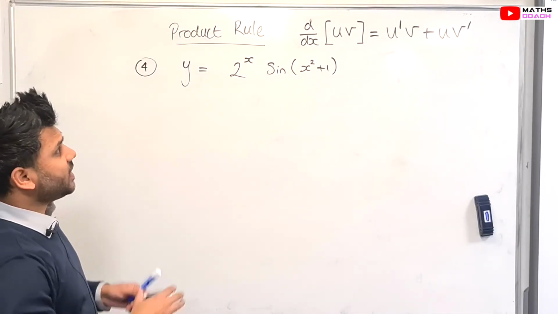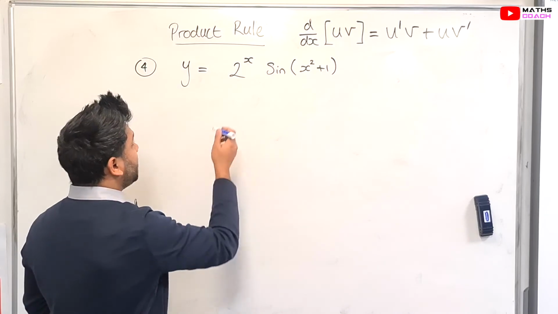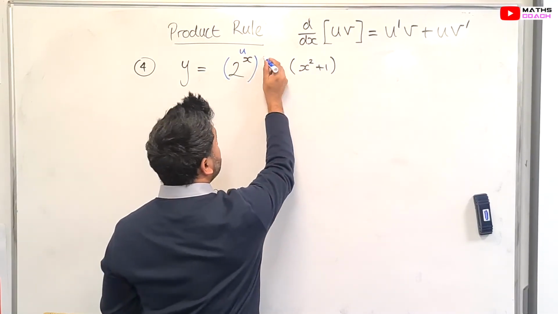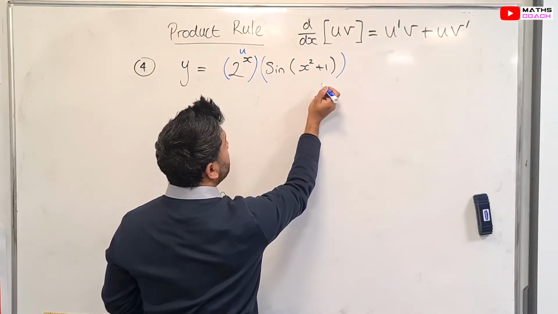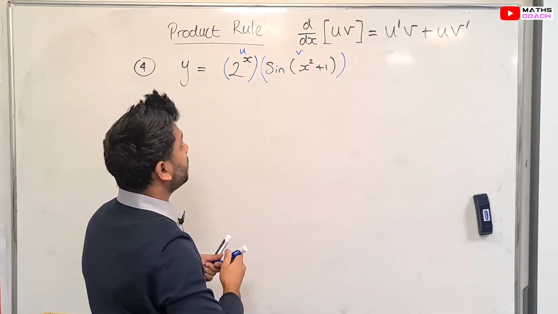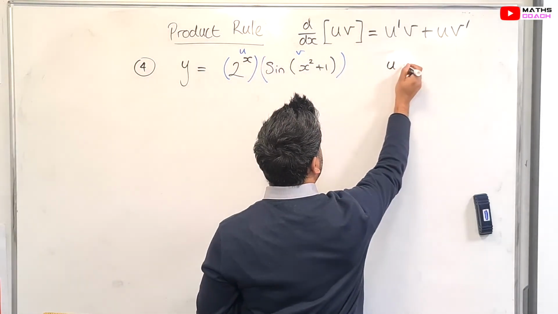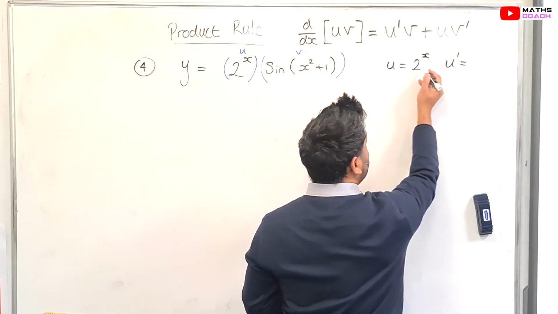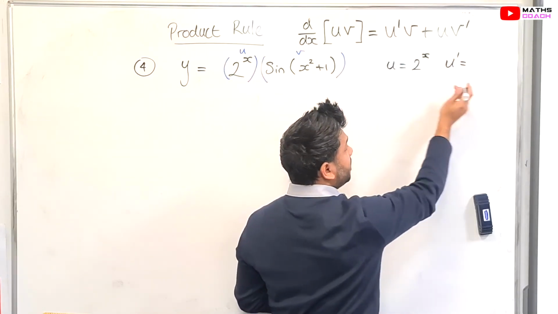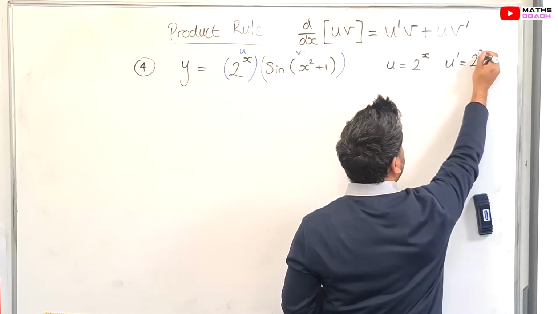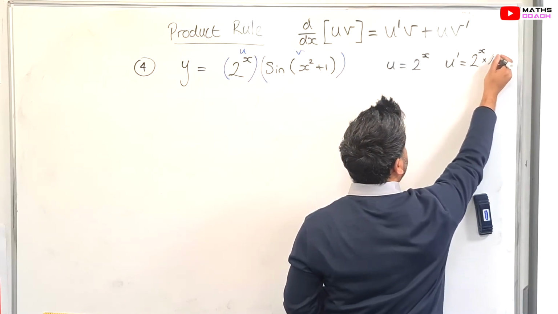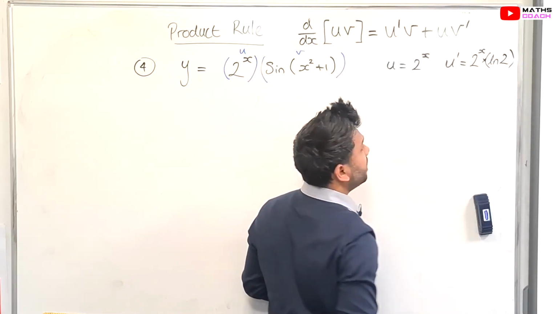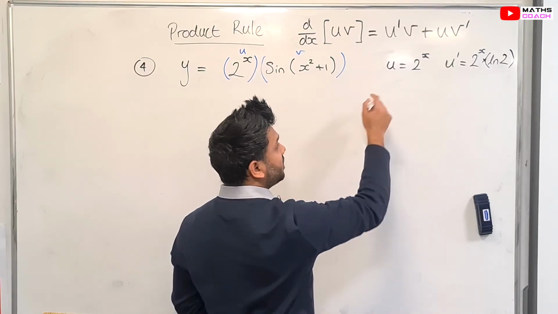Right, so let's have a look at this function here. Here we have y equals 2 to the power of x, which will be our u, and we have sine of (x squared plus 1) inside the bracket. This is our v. So we can begin by labeling the u as 2 to the power x. U dash: whenever we differentiate an exponential function, it will give you the same exponential function back, but then we have to multiply by the ln of the base number, which is 2. Obviously, this is going to be the constant that comes out and multiplies our exponential.